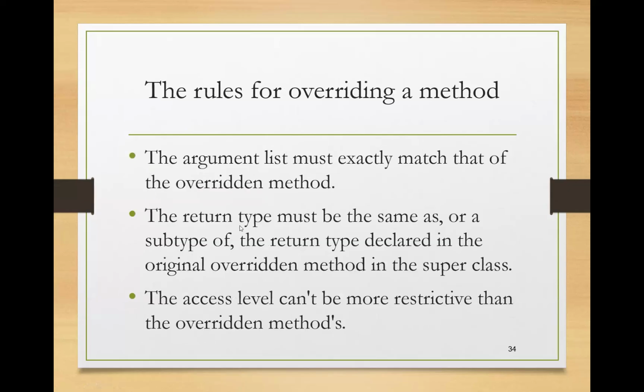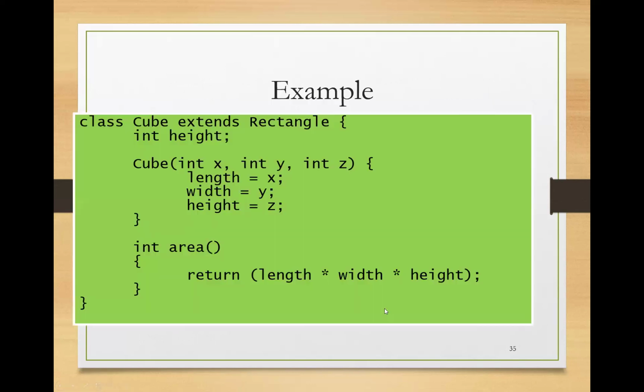Then the rules are: the argument list must exactly match the overridden method. The return type must be the same or a subtype. The access level can't be more restrictive than the overridden method. That is what we have discussed already. And then this is an example.